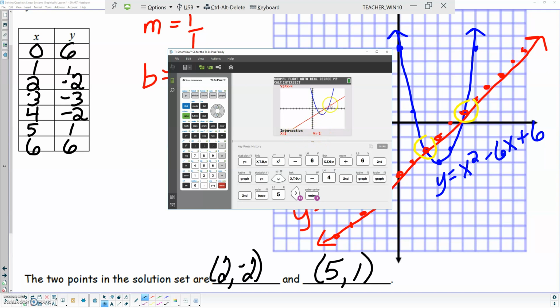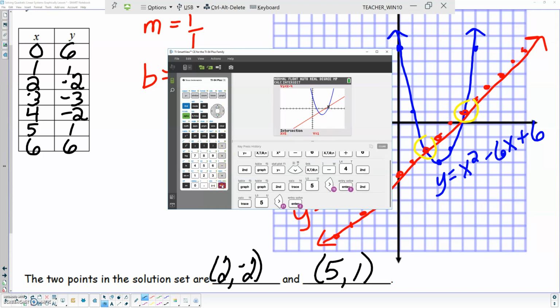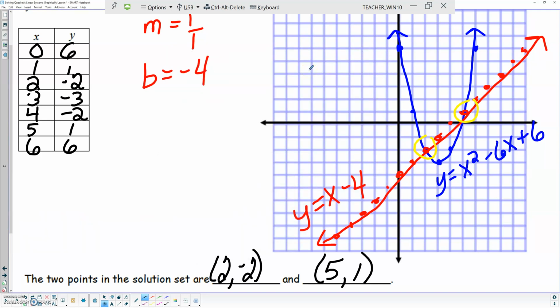All right, so then we're going to do that one more time. So I'm going to hit second, trace, go to option 5, move my little blinker over to the other point of intersection, and then hit enter 3 times. 1, 2, 3. Okay, so we get 5, 1. All right. And that's all there is to graphing a quadratic linear system.